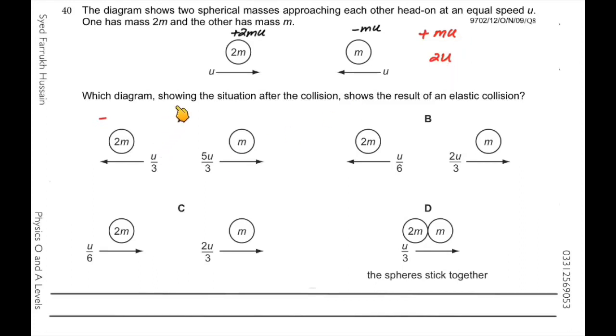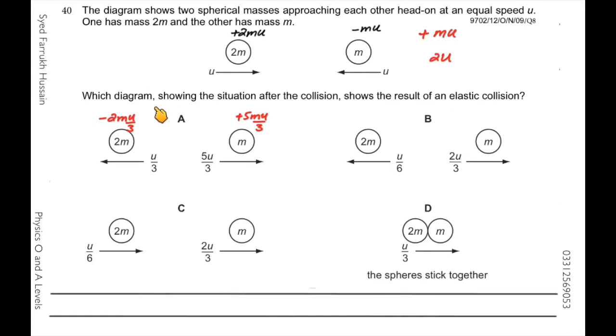So let's check for option A. Momentum of object A after collision is minus 2mu upon 3, and of object B is minus 5m plus 5mu upon 3. Minus for left, positive for right.